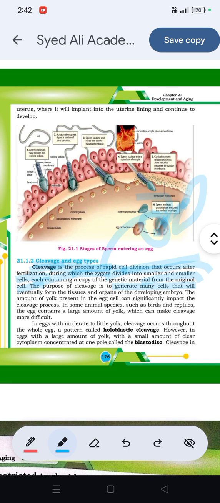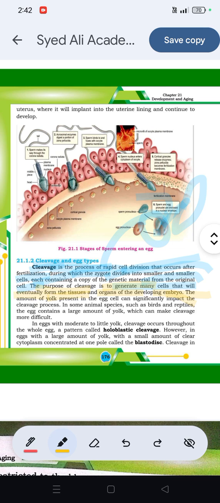By fertilization. After fertilization, the zygote divides into smaller cells, and each contains a copy of the genetic material from the original cell. So I am sure it will be clear. The purpose of cleavage is to generate many cells that will eventually form the tissues, organs, and developing embryo. The main purpose is that cleavage lets us generate so many cells, not organs but cells, which will even have the same genetic information.